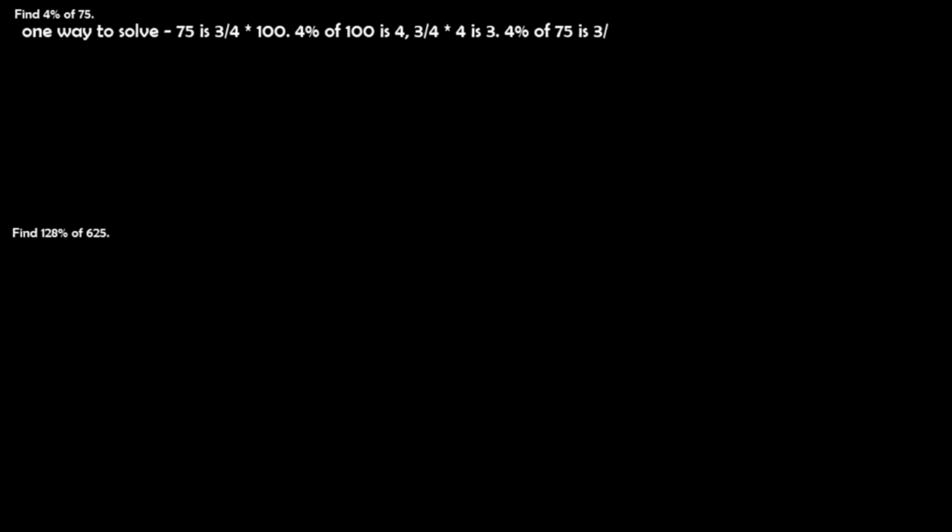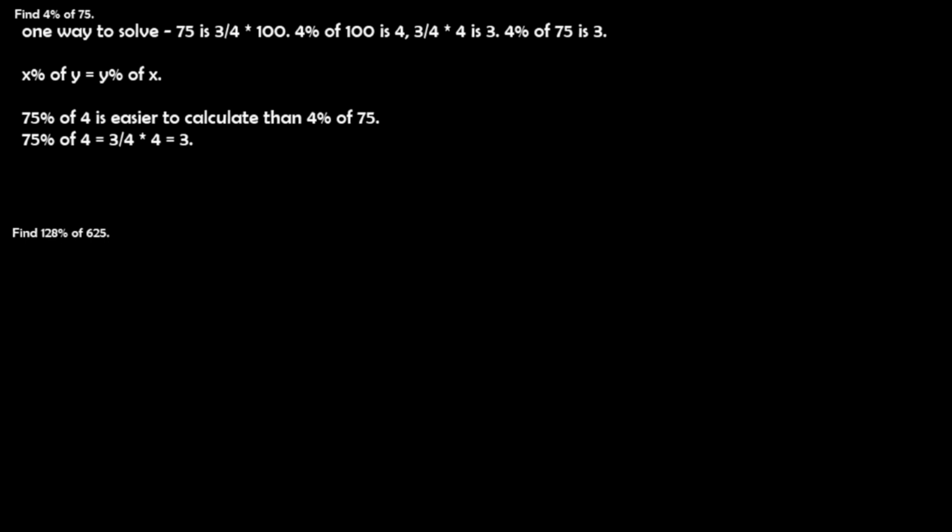However, this is fast, but let's see if we can do it faster. So, here's one way to do it faster. x% of y is always equal to y% of x. So that means 4% of 75 is equal to 75% of 4. And it is easier to calculate, because 75% of 4 is just 3/4 of 4. So that means that 75% of 4 is 3. And we get the same answer each way, but we do it much faster in the second method.